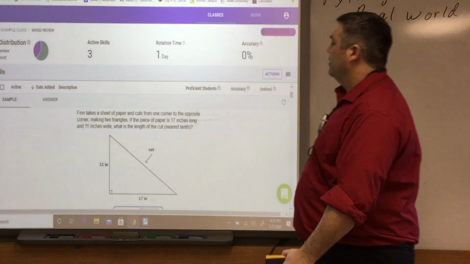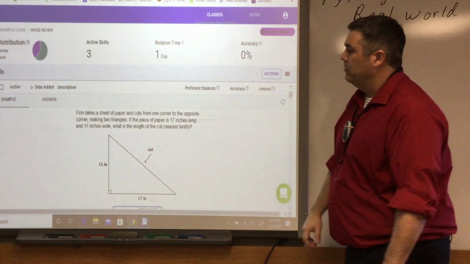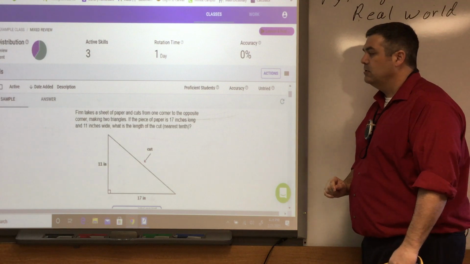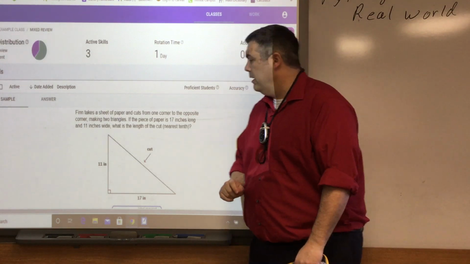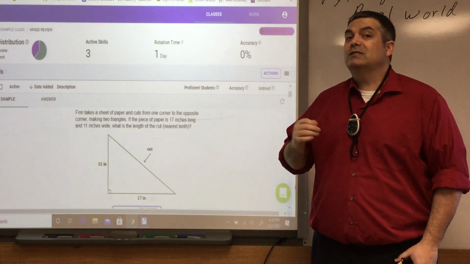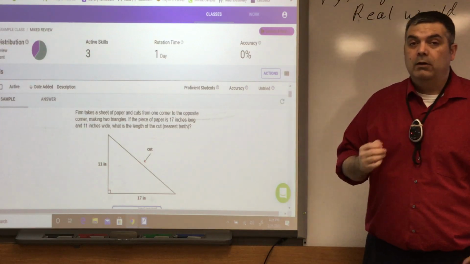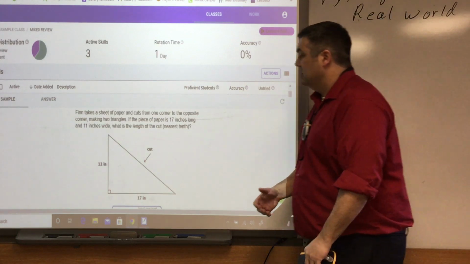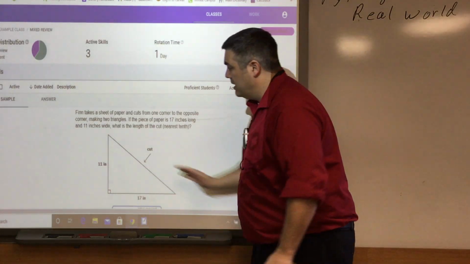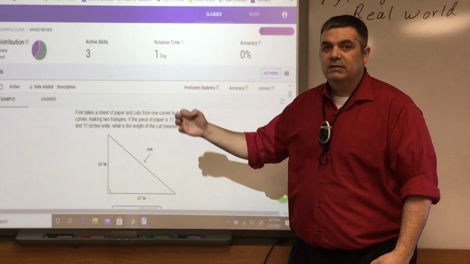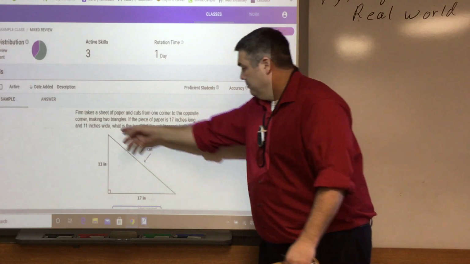Finn takes a sheet of paper and cuts from one corner to the opposite corner, making two triangles. If the piece of paper is 17 inches long and 11 inches wide, what is the length of the cut to the nearest tenth? So here, they even gave us a diagram of what they're talking about. So they really kind of made it where it's not that difficult for us. What they've done is they took a piece of paper, they cut it diagonally, and they said, hey, what is that diagonal cut?